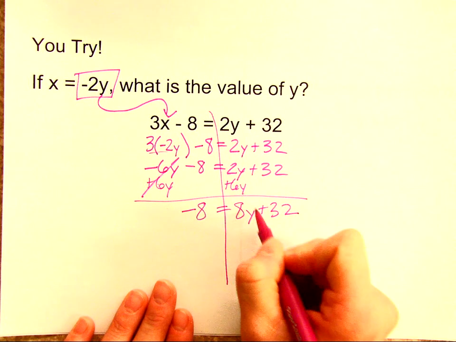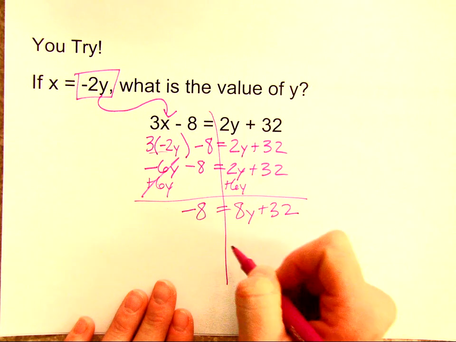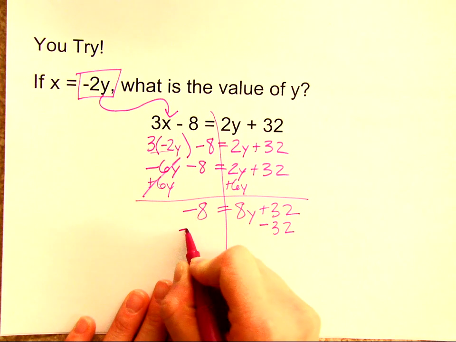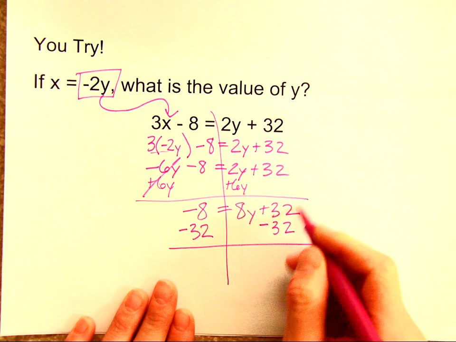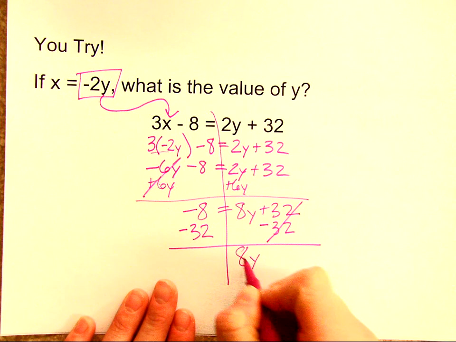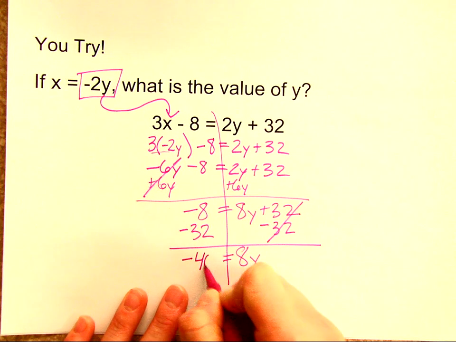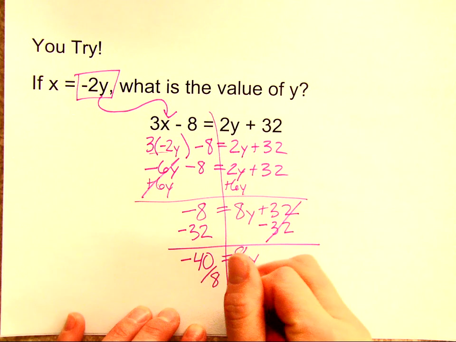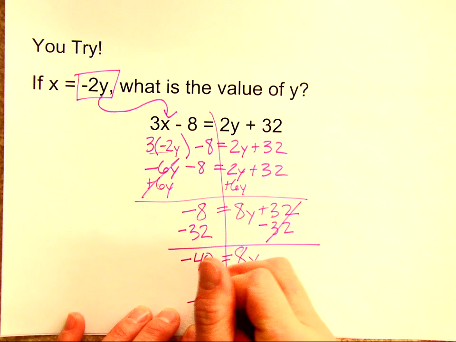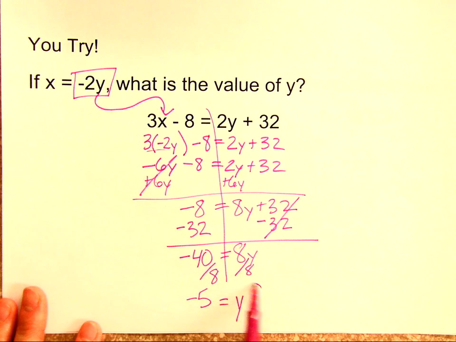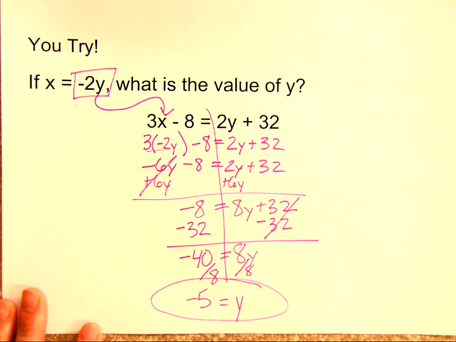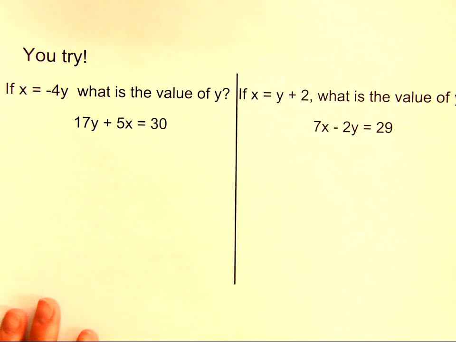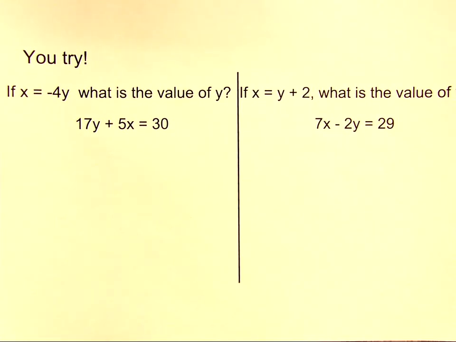So all my variables are here, so I need all of my just plain old numbers on the other side, so I need to cancel the 32. So that gives me 8y is equal to negative 40. Divide by 8. Y is equal to negative 5. And pause the video and try 2 more.